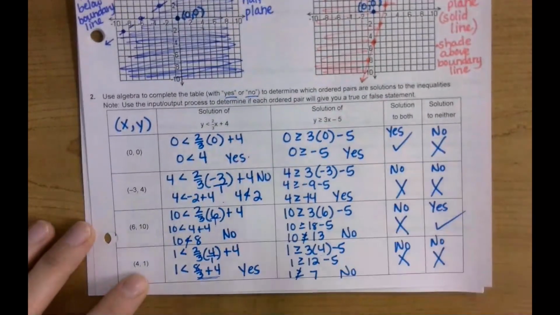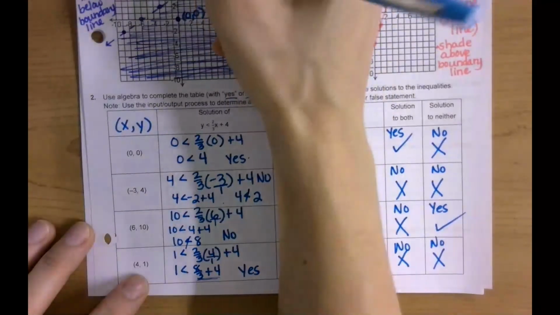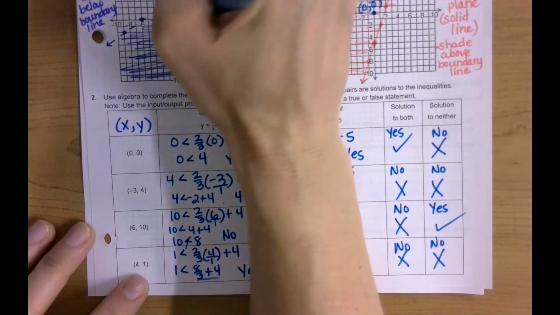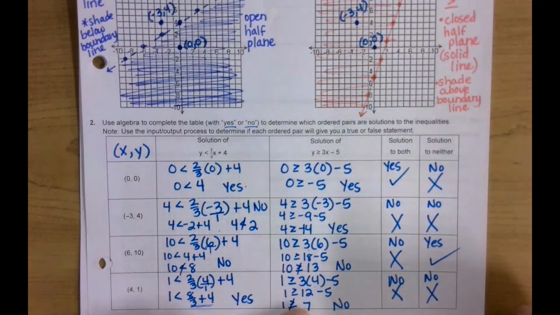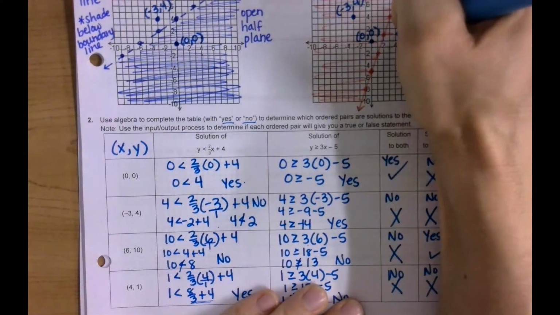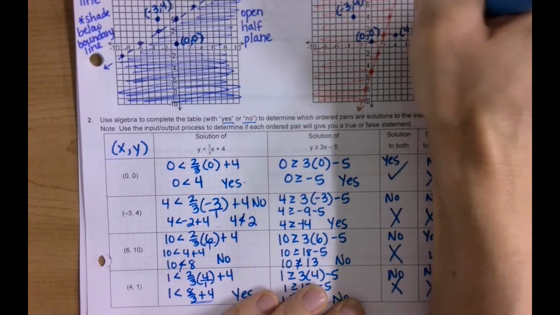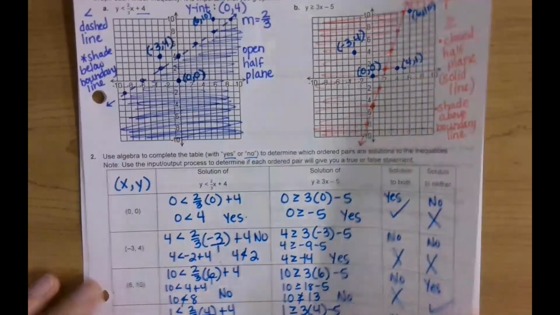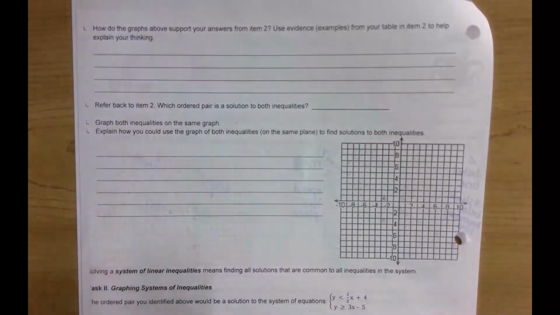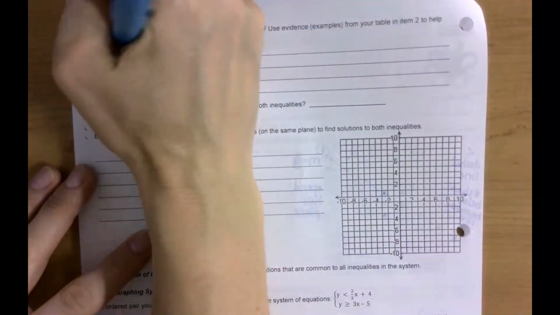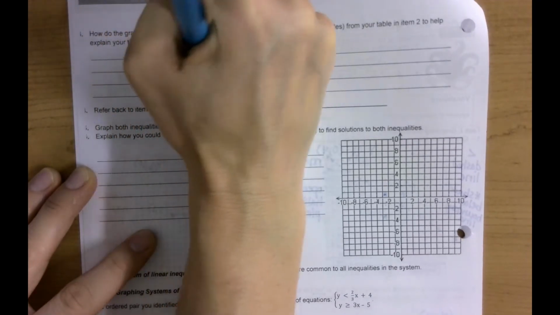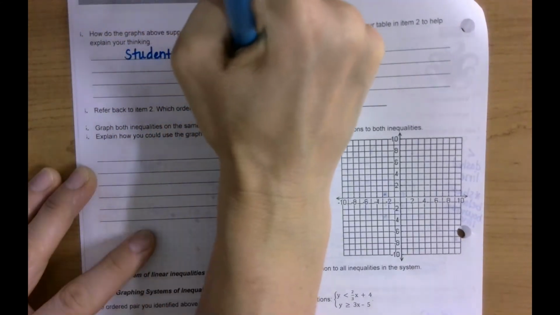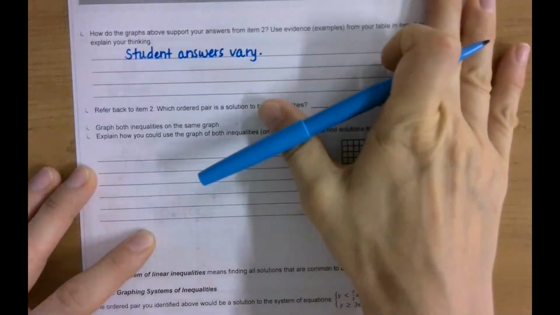And then the last one, 4, 1. So that would be right here. Yes, that is in the shaded region there. And then 4, 1 over here is no. So go make sure you have that written there. I explained it, so I'm just going to put student answers vary. You need to make sure you wrote down your answer and added to it with my explanation.